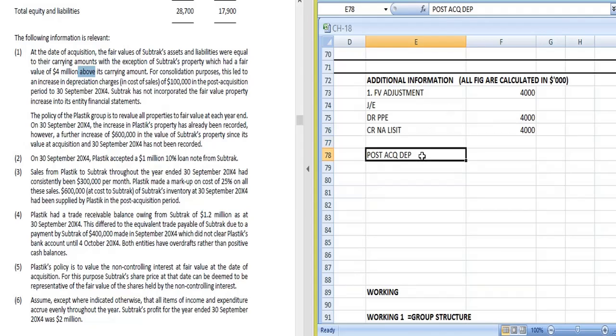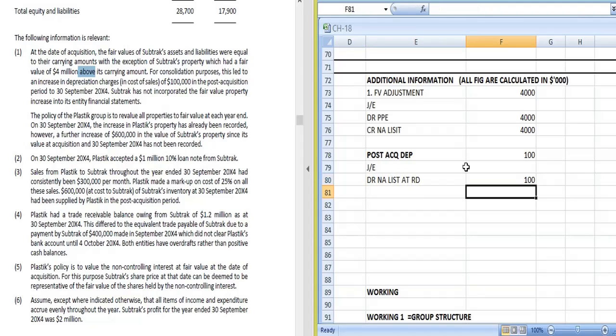Okay, so for the post acquisition depreciation, the amount is 100 and journal entry is debit net asset list at the reporting date. Only from reporting date we will subtract this amount 100 and credit PPE.